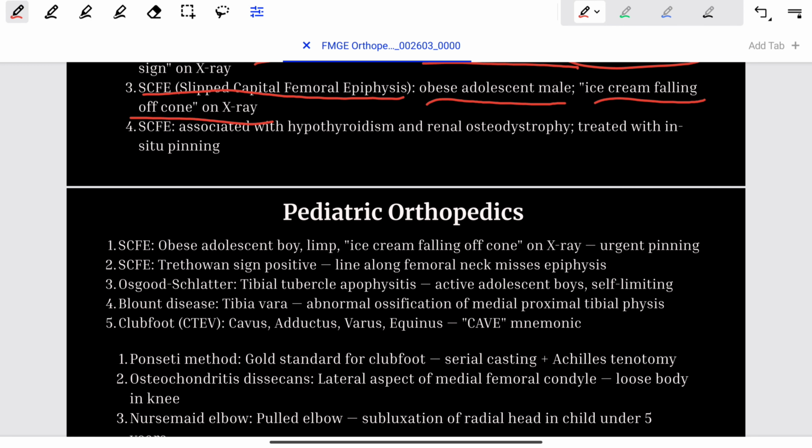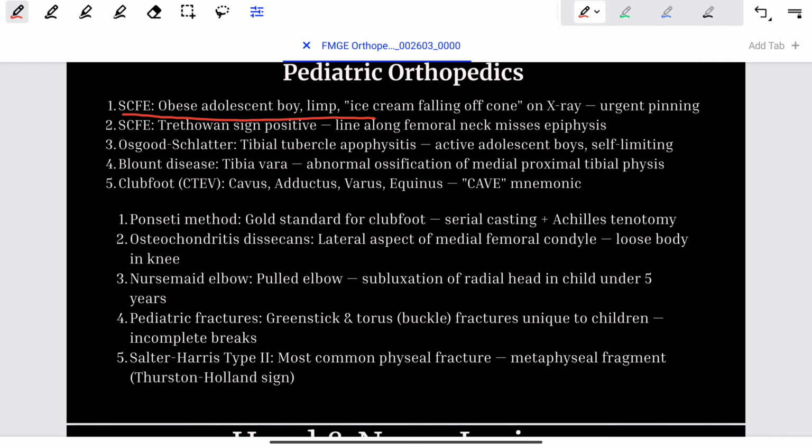Pediatric orthopaedics. SCFE: an obese adolescent boy with limp and ice cream slipping off the cone appearance on X-ray. In this, Trethowan sign is positive when Klein's line fails to intersect the femoral epiphysis.